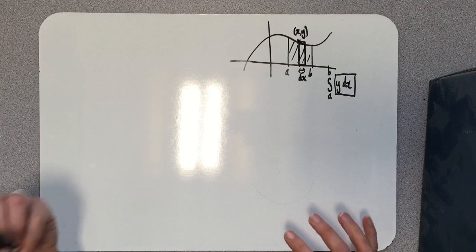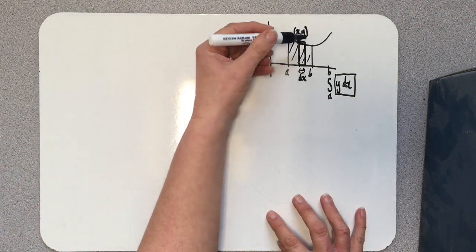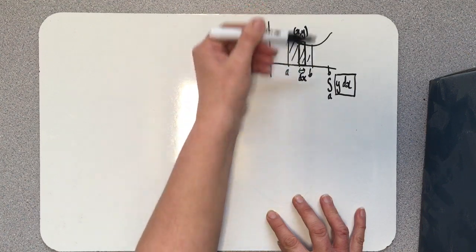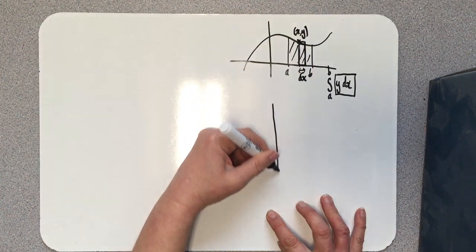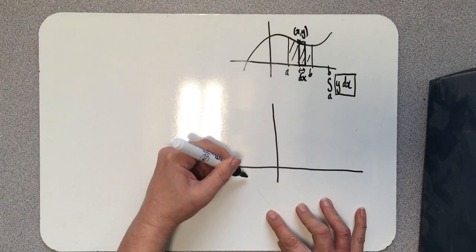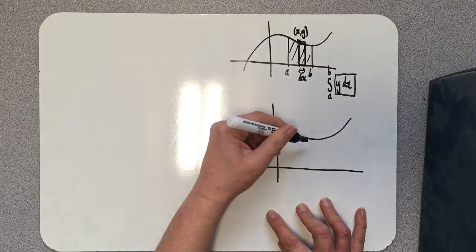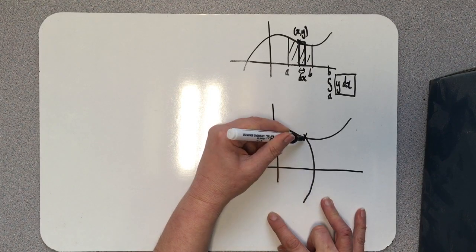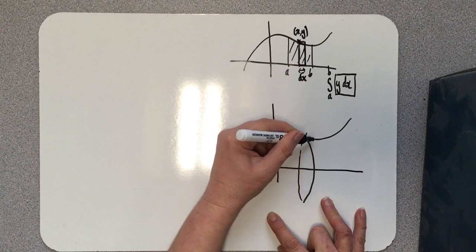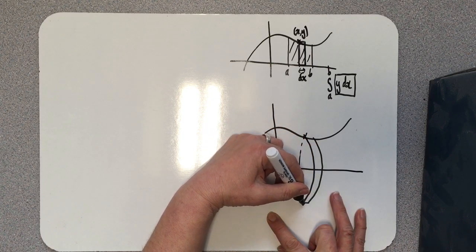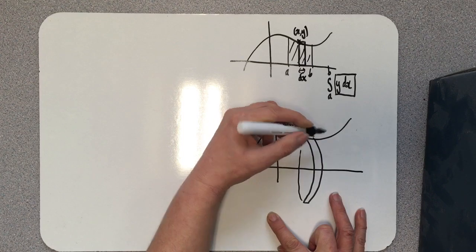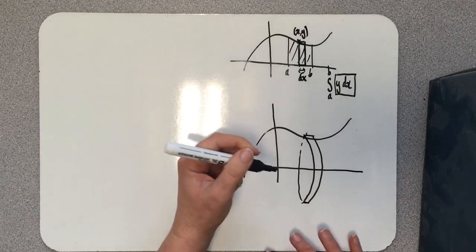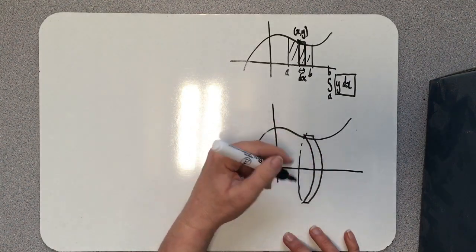With a volume of revolution, what happens is the strips get rotated, we'll start with the x-axis, around the x-axis by 360 degrees. So if you imagine that I've rotated the strip around the x-axis by 360 degrees, then it's going to do something like this. So this is a rectangular strip being rotated around, and that will give you a cylinder.